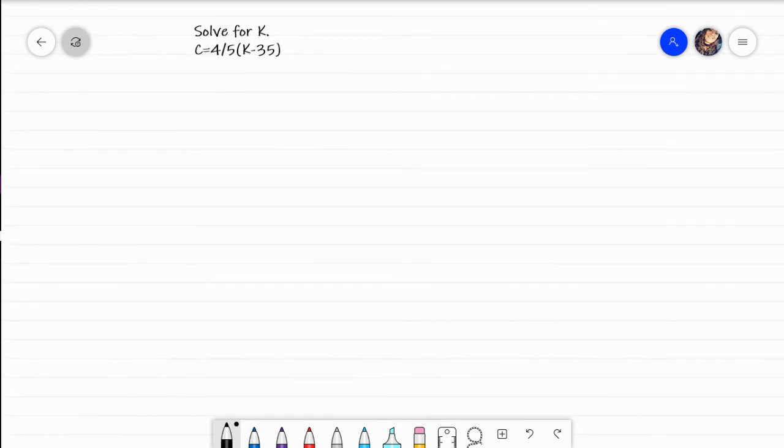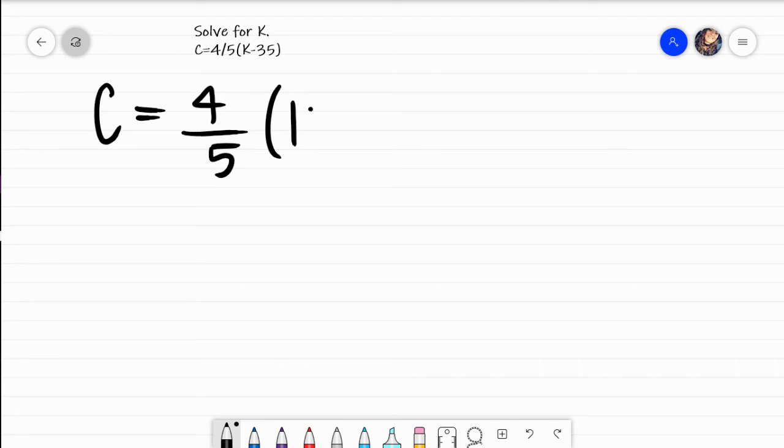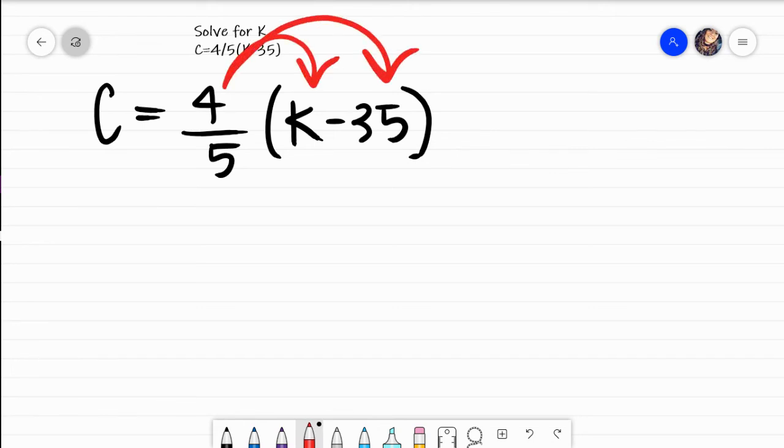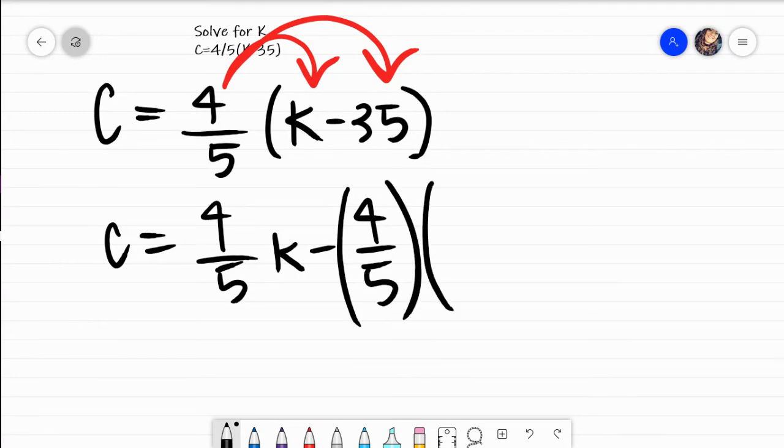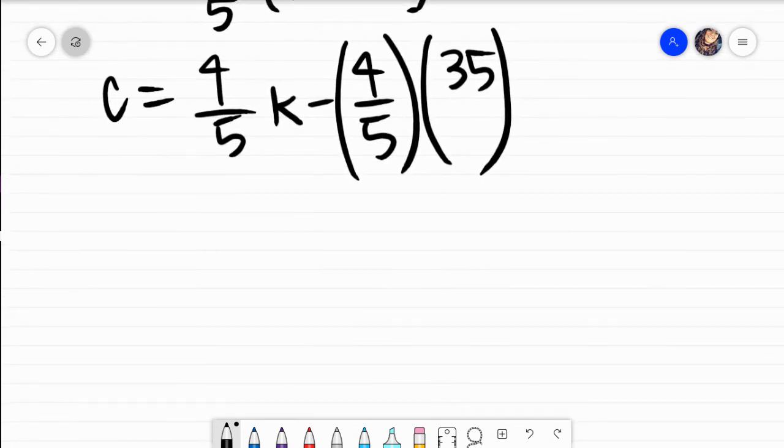Okay, last problem. We have c equals 4 over 5 times k minus 35. Now what we would do, since this 4/5 is touching parentheses, that implies multiplication. We have C equals 4 over 5 times K, which is 4 over 5K. And then we have a minus sign. Let's do parentheses now because I'm going to actually show you each step. 4 over 5 times 35. So I get C equals 4/5 K.